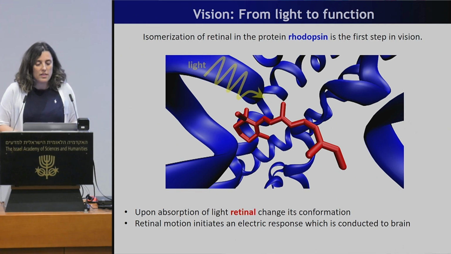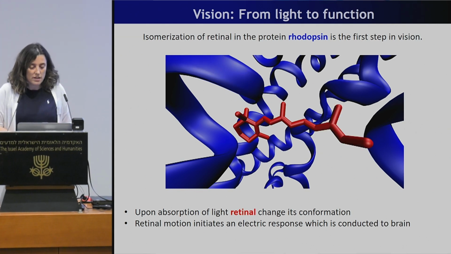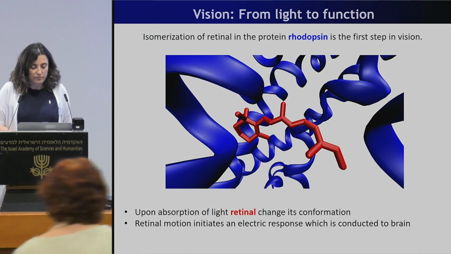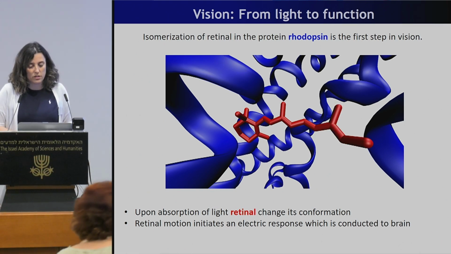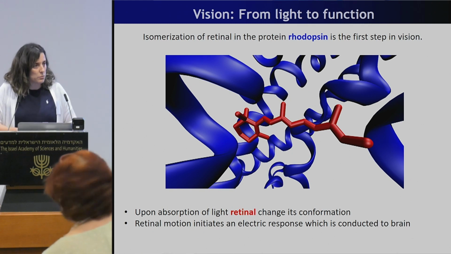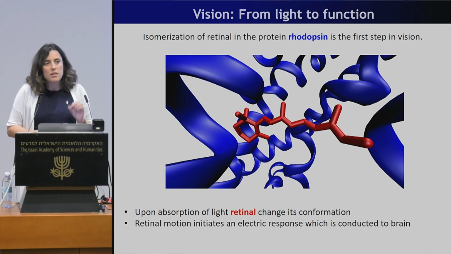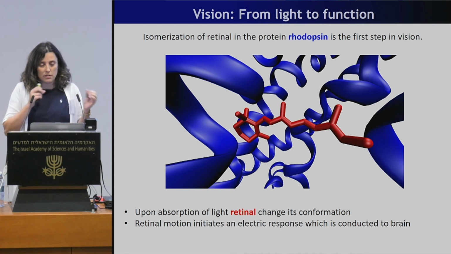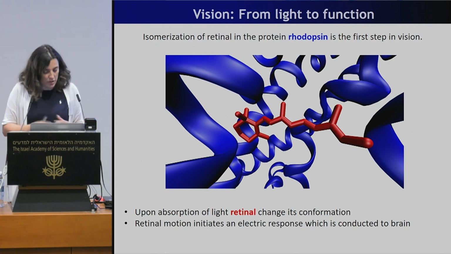This is a cartoon that just shows that when the light irradiates, you have a cis-trans isomerization. As I said, this is a cartoon because in reality this is much more complex. But this is really the first step of vision. A molecule does a motion, so this is from light to function, and this triggers a lot of different processes.